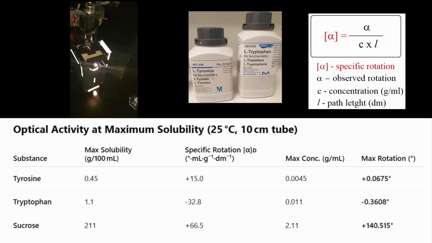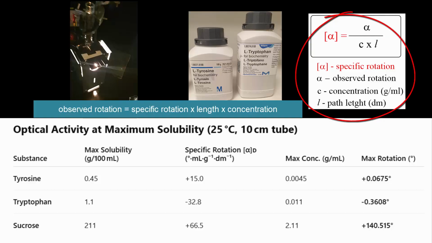The other thing I looked up, this one's ChatGPT actually, is whether it's actually going to work. The issue was, even though the amino acids tyrosine and tryptophan did turn quite well, you can see in this table here, sucrose was way better. It had a much larger rotation. And the real issue, if you rearrange this formula, is that the observed rotation is the specific rotation times how long the path was, which was around 10 centimeters, which is the standard, so that was fine. It was the concentration.